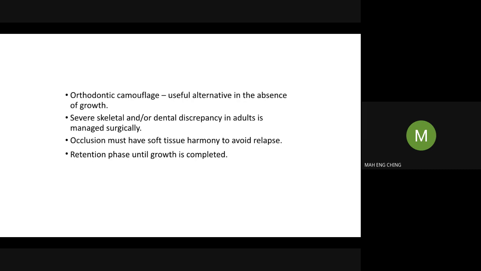So the retention phase until the growth is complete is very important. Let's say you start the patient too early, then you have to retain the patient until they stop growing. So if you start early, it means the retention phase will be longer. But it's very important to retain the patient until they stop growing, because if they are still growing, there's a high chance the malocclusion will come back, or relapse will come back.